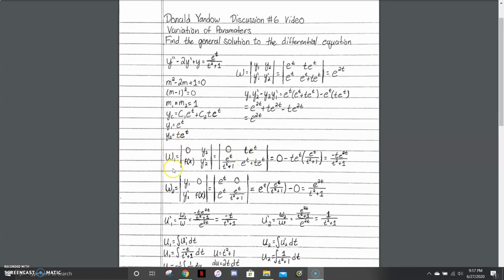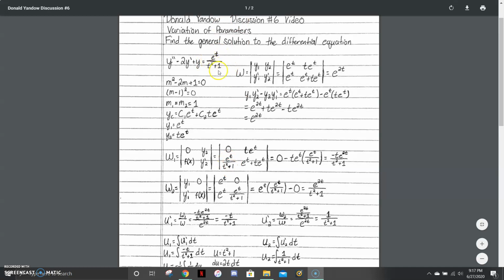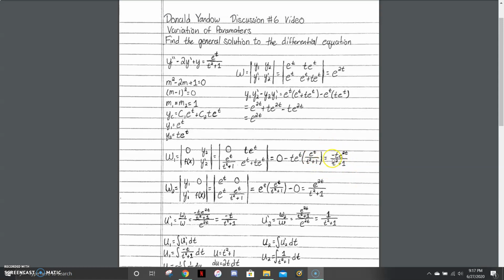So now we can solve for our w1 and our w2. w1 is 0 and f of x, and y2 and y2 prime. So we have 0 over e to the t over t squared plus 1, which is our f of x from up here. And we have te to the t over e to the t plus te to the t. So now solving for this, we get 0 minus te to the t times our f of x, which is e to the t over t squared plus 1, which simplifies to negative te to the 2t over t squared plus 1. So that's our w1.